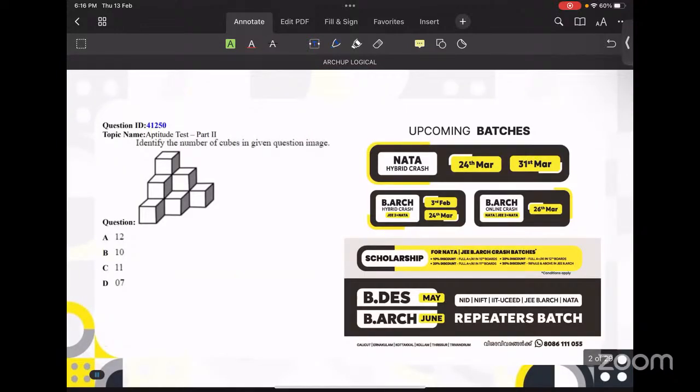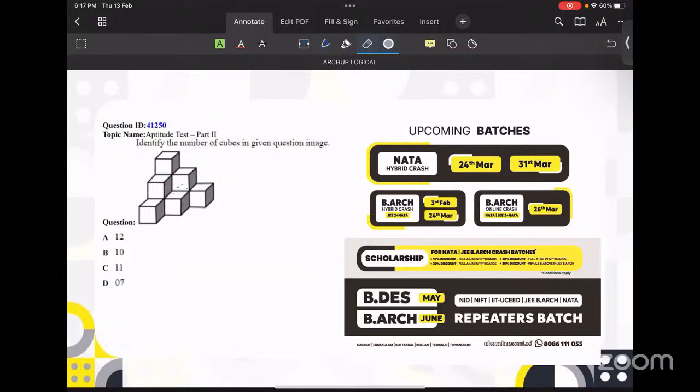See, this is a very simple question. Identify the number of cubes in the given question image. It's an old JEE question. You can easily figure it out, and even if the number of layers increases, we can still solve it. If you observe, you can find one cube in the first layer. You can see two layers, and one layer is under this. Total three cubes over here, and three under this, total six. Okay, it is difficult to imagine, and some cubes are missing inside.